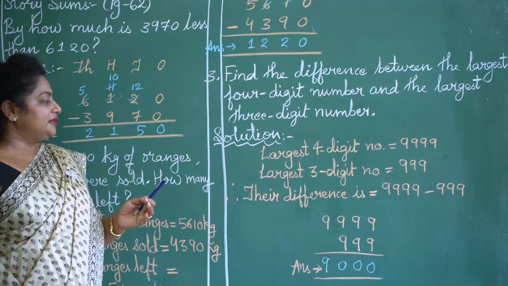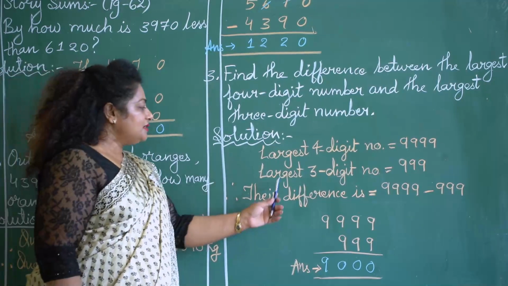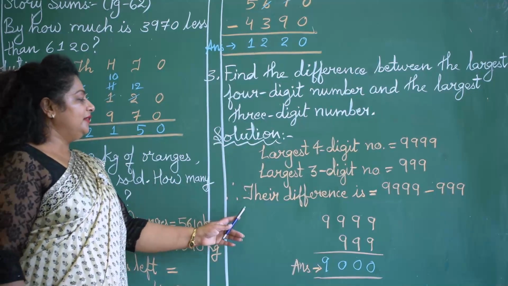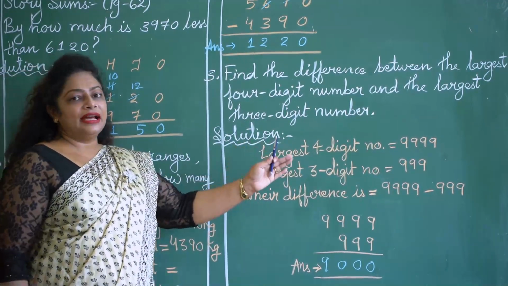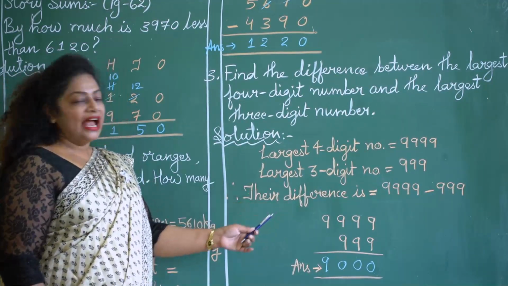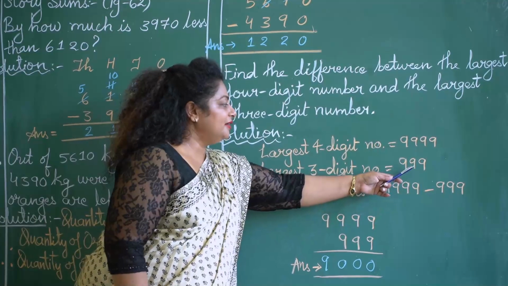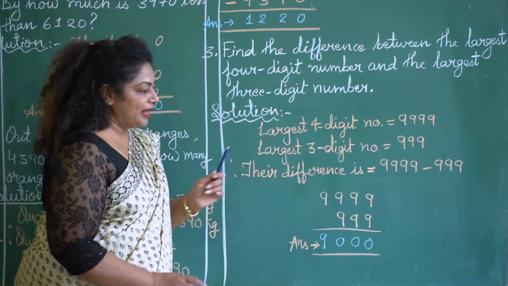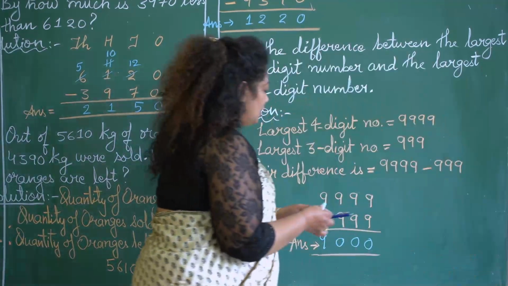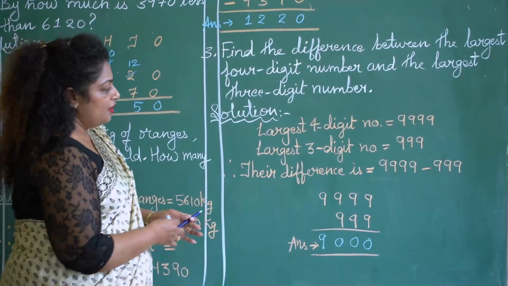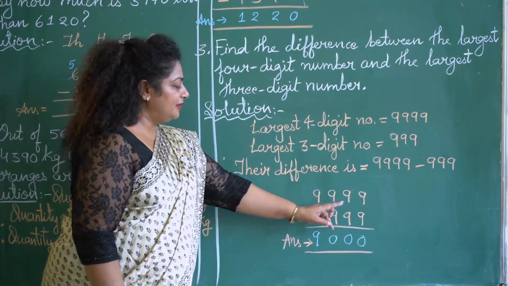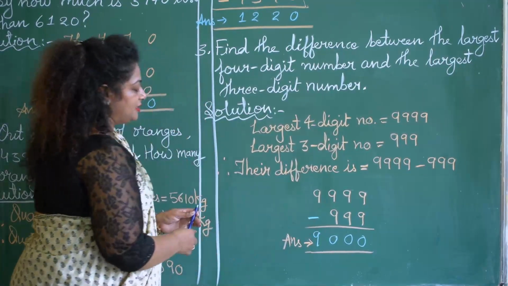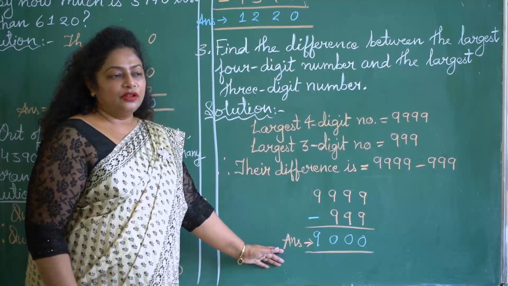Now what is the largest 3-digit number? The largest 3-digit number is 999. In order to find the difference between the numbers, we have to subtract number 999 from 9999. Let us see how to subtract. See children, in order to show the subtraction, first we'll write 9999 and the next number is 999. I have solved the problem on the blackboard.